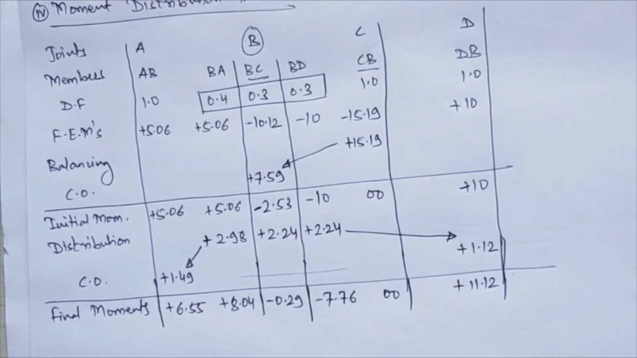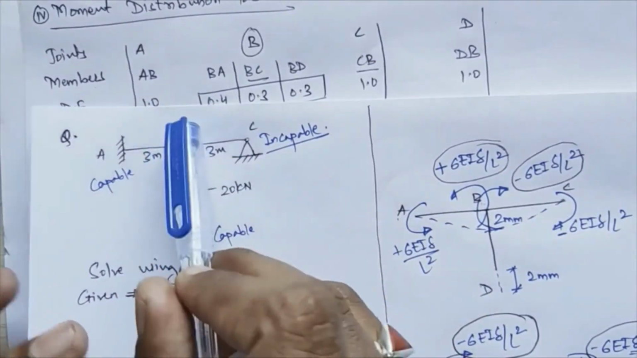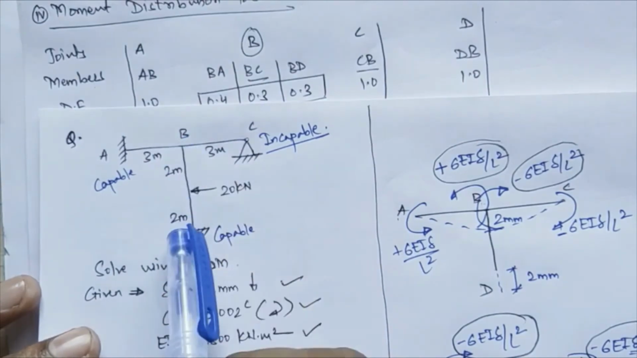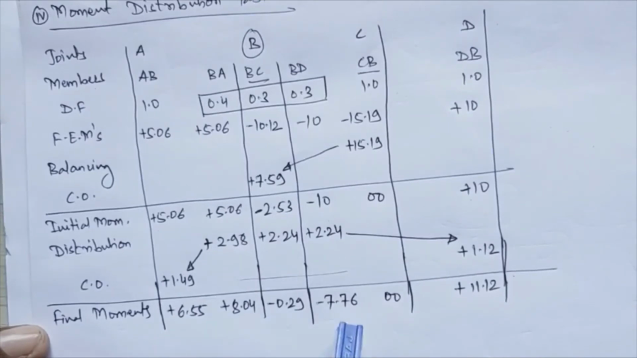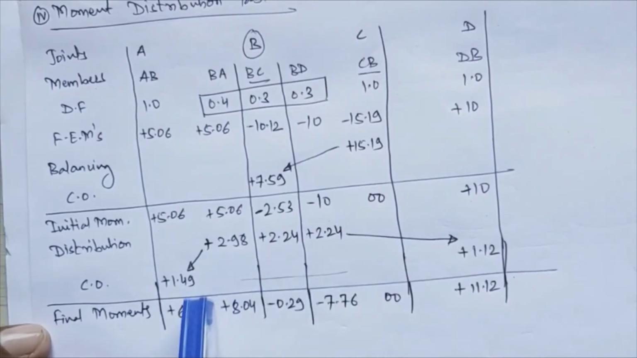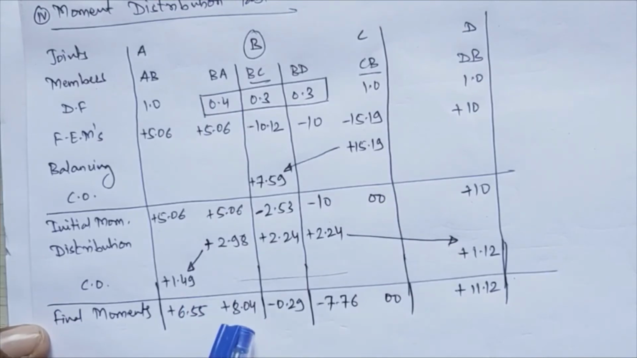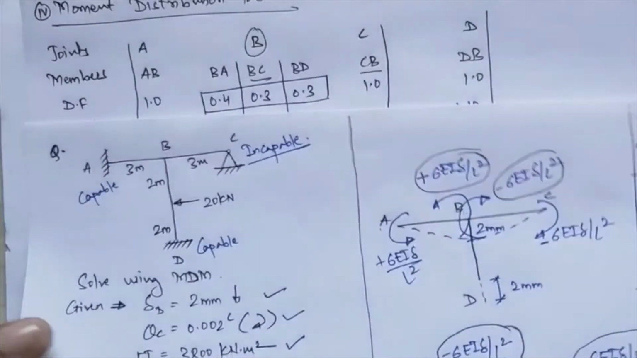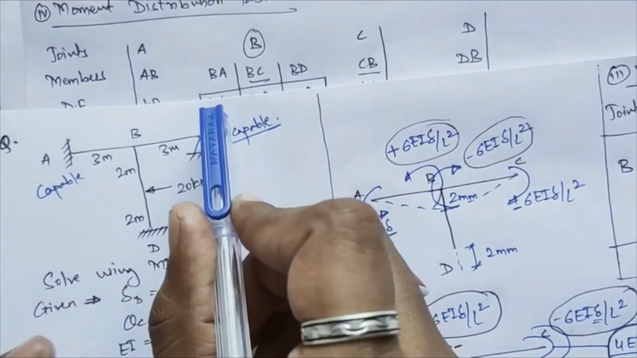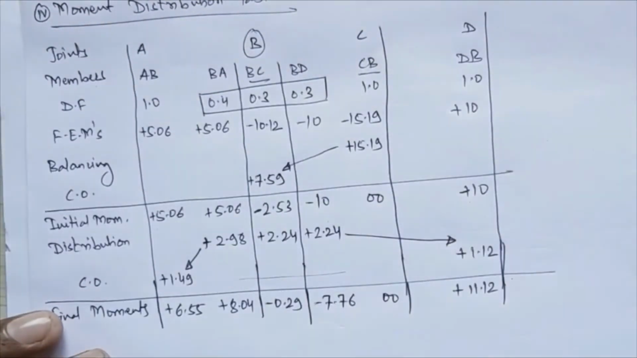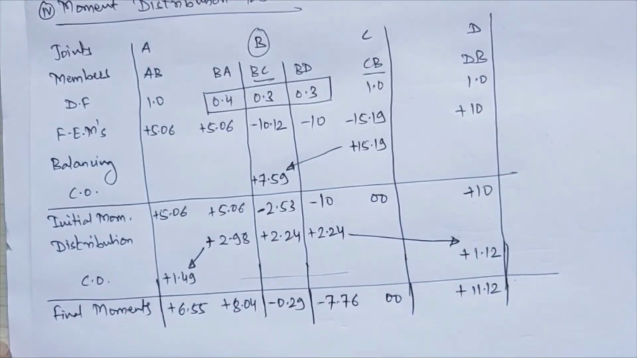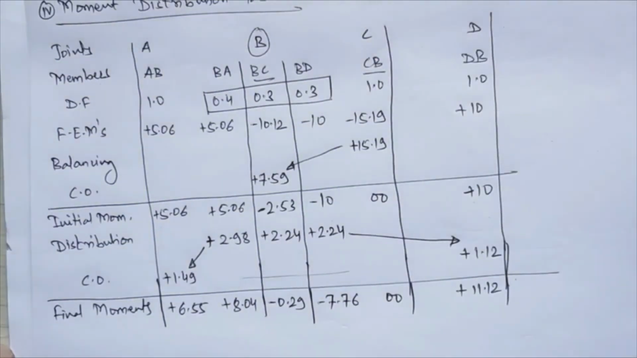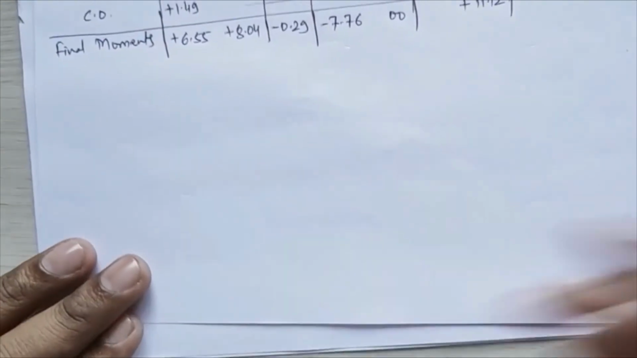Now what is the check for this? If you apply the condition of equilibrium, the first condition at joint B is MBA plus MBC plus MBD shall equal 0. If you check these three values, 8.04 minus 0.29 minus 7.76, the summation equals 0. The second equilibrium condition is at joint C, where MCB shall equal 0, which we have done by balancing the moment. So these are the final moments we obtain. Now using these, we'll plot the bending moment diagram by superposition.